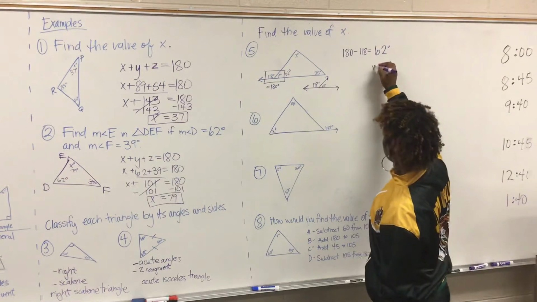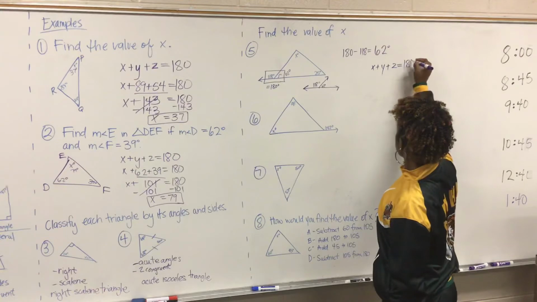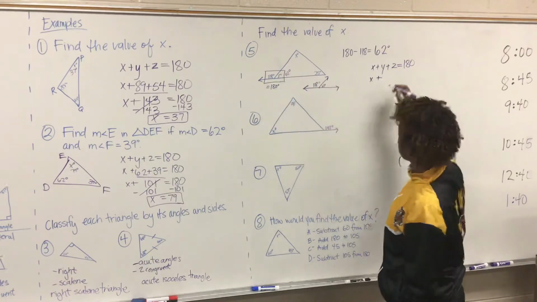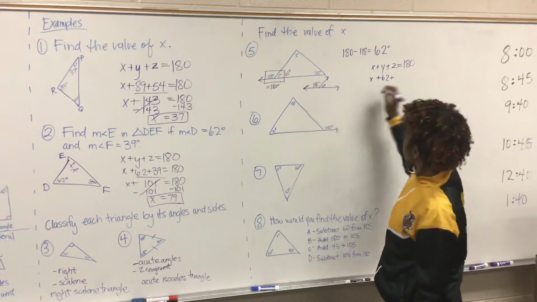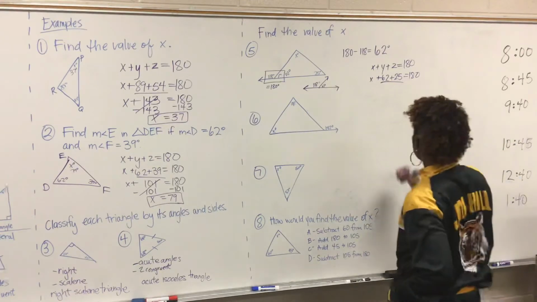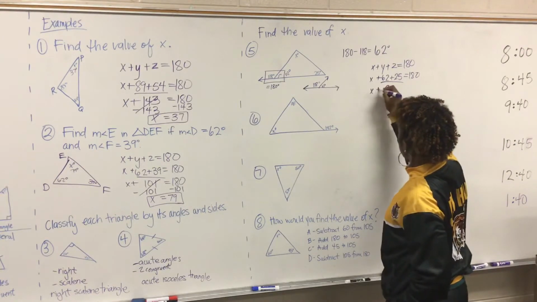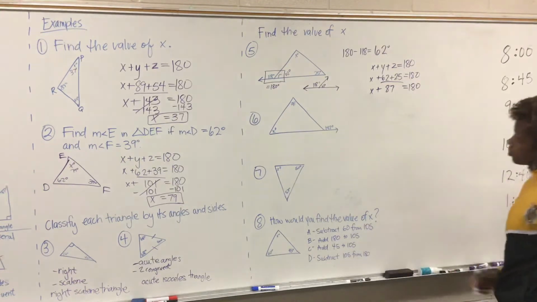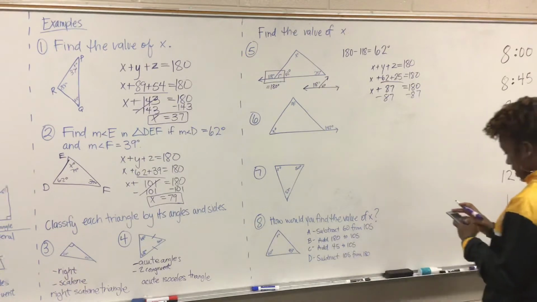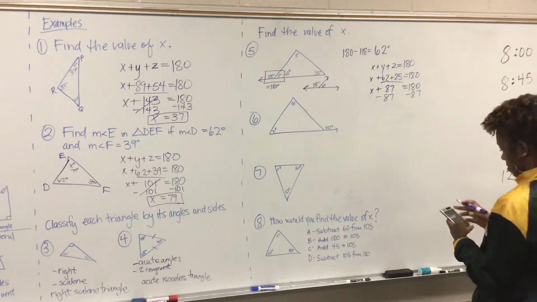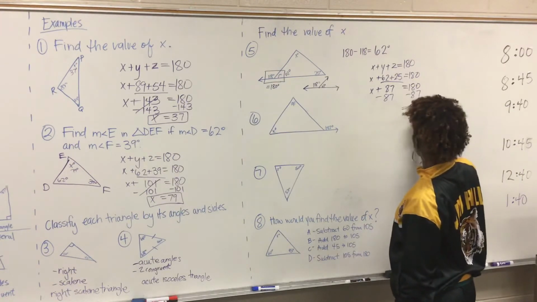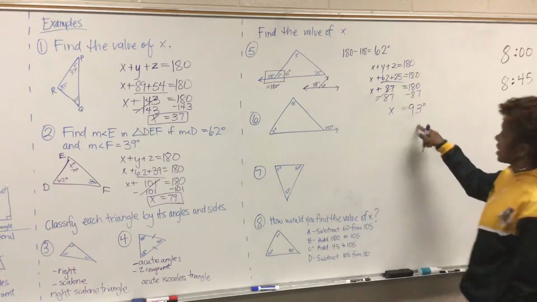So now, I know x plus y plus z equals 180. I do not know what x is. Y is 62, I just found that out. And z is 25. Now when I add 62 and 25, I get 87. One-step equation. Subtract 87 on both sides. I get 180 minus 87. And I get 93. That cancels out. So x equals 93 degrees.